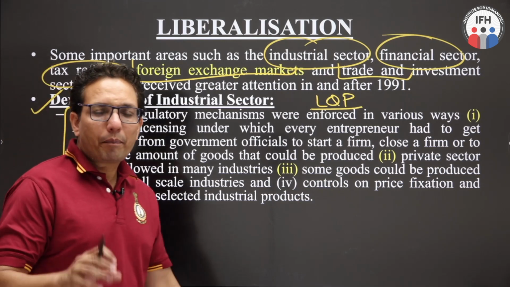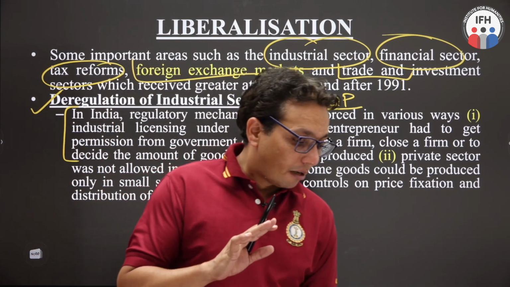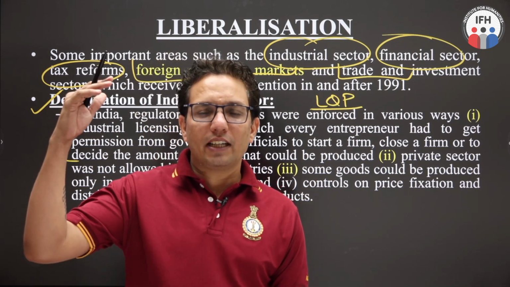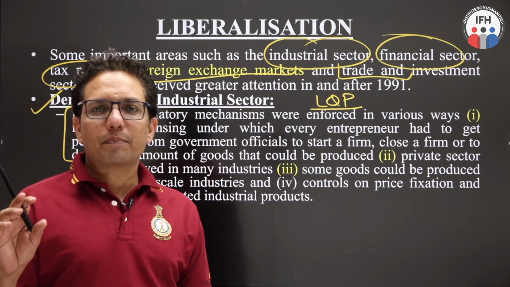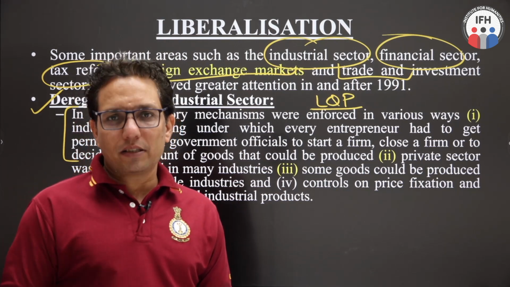The second thing is that private industries were not allowed in certain sectors. If you remember, we classified the industries into A, B and C categories. In certain categories, private industries were not allowed. They were restricted only to government enterprises.